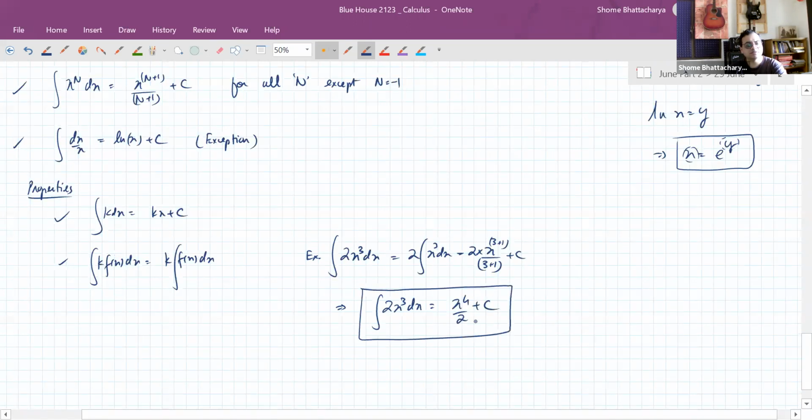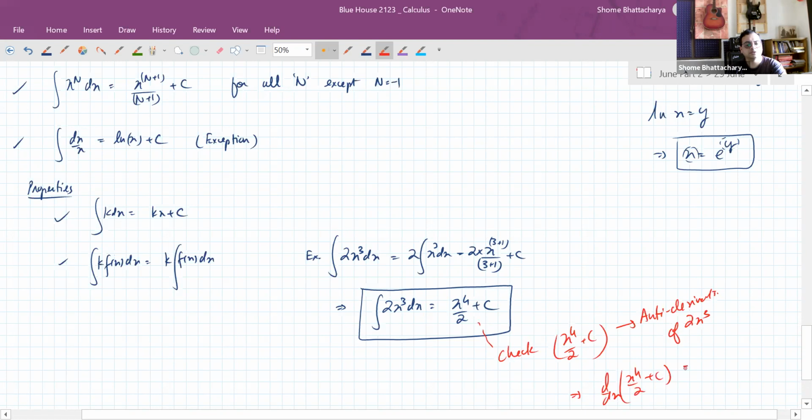Now the simple way to understand why this is correct is that you can always check by differentiating this. x to the power 4 plus 2 plus c is the antiderivative of which term? Of 2x cubed. So if I differentiate this, I should get this. And you can see that that's happening. So this is the correct evaluation of it. Okay, so that is this second property.